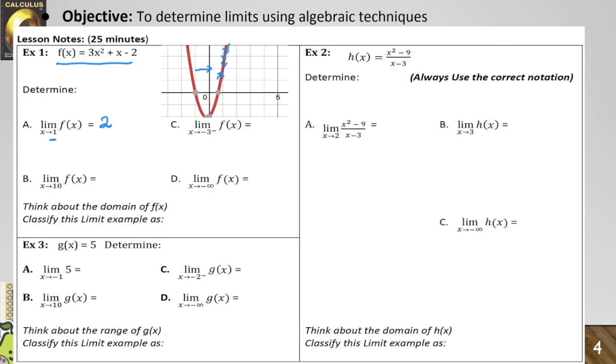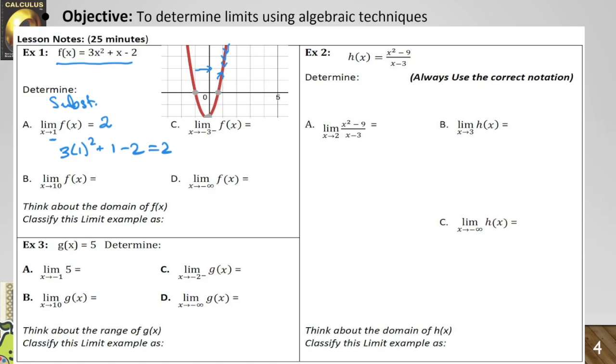Next, we're going to explore to see what would happen if we were just to substitute the value of 1 in for f of x. If we do that, we get 3 times 1 squared plus 1 minus 2, which once again is 2. So substitution seems to work for this particular problem.